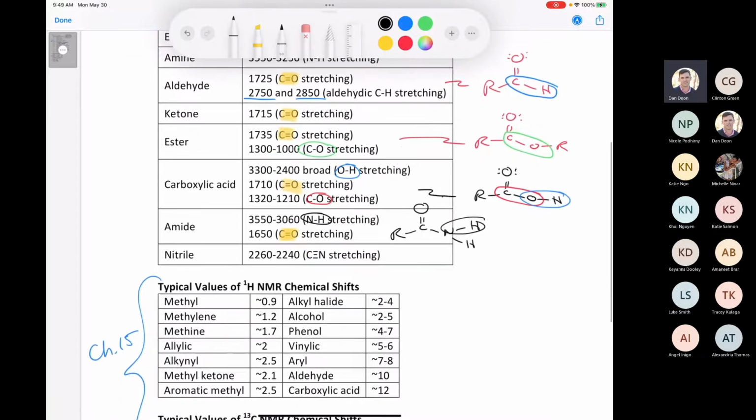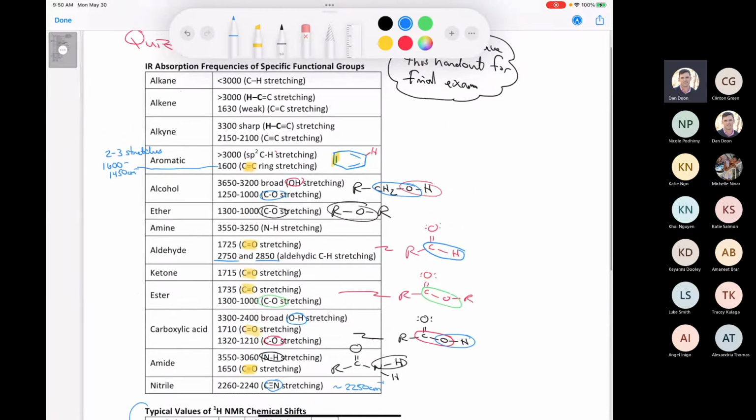And then the last one is the nitrile, which has a triple bond between the carbon and the nitrogen. I just say it's usually somewhere around 2250 reciprocal centimeters. Now, again, that's a lot of information that I covered quickly, but you're going to have this table with you when you take the quiz. Now, it can't be a table that you've got all kinds of crib notes written on like this.